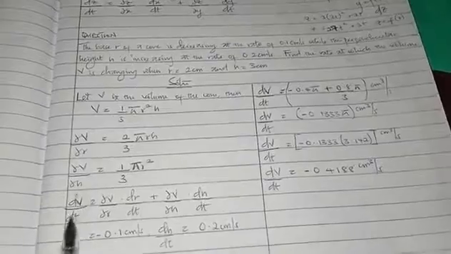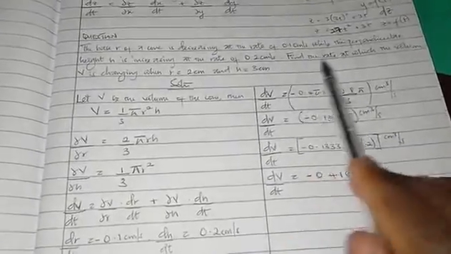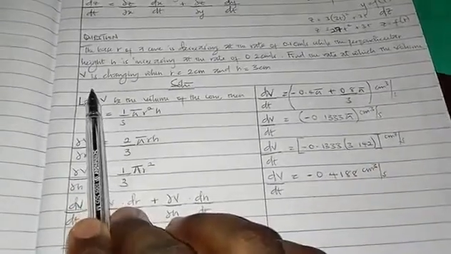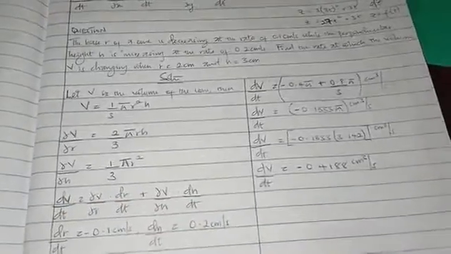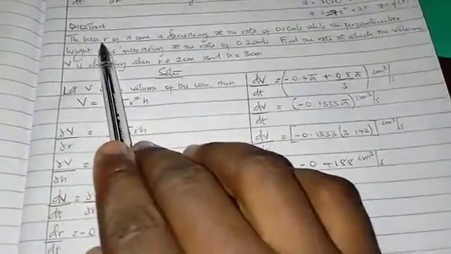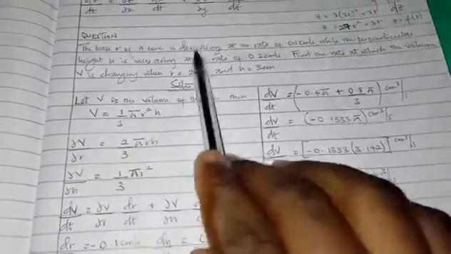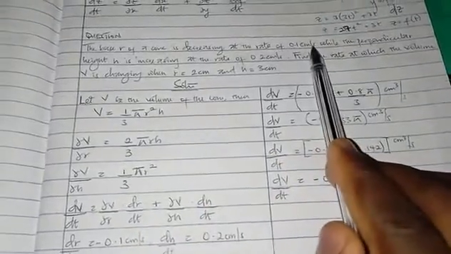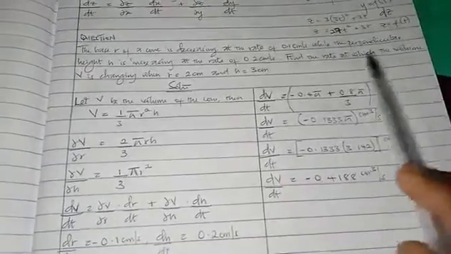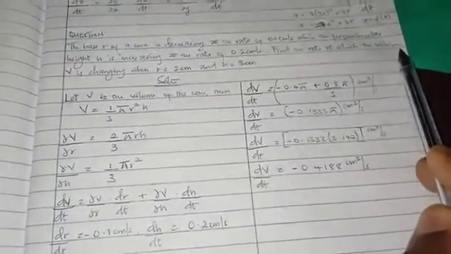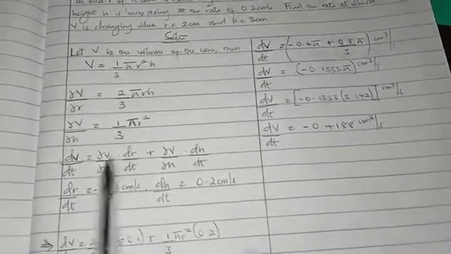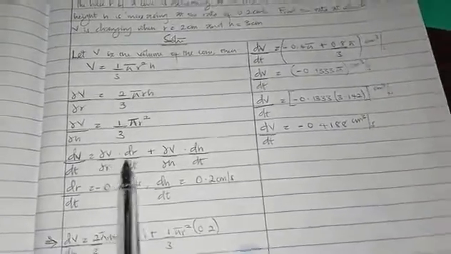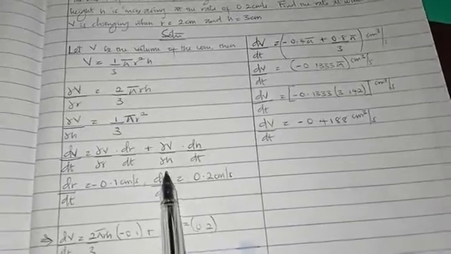Now dv over dt, because they say find the rate at which the volume is changing, with respect to time. Since we have our cone and the radius is decreasing with respect to time, the height is increasing with respect to time, so the rate at which the volume should change should be with respect to time. So dv over dt is equal to partial v over partial r times dr over dt plus partial v over partial h times dh over dt.